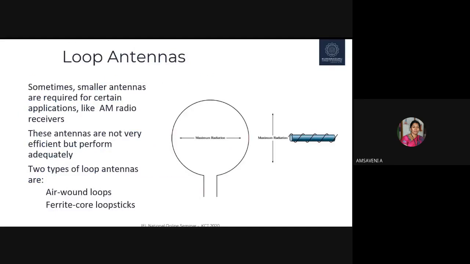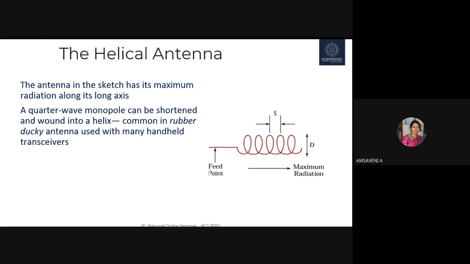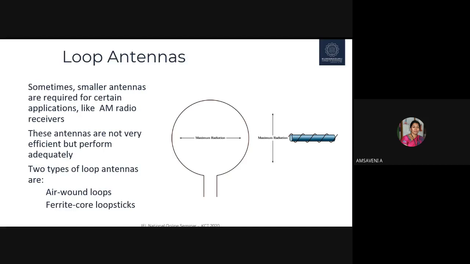Then we have a loop antenna. This is widely used in direction finding applications. We have just a conducting coil. A conducting wire will be wound in the shape of a circle or in the shape of a rectangle or triangle. We have two types of loop antennas. Air wound loops, the first one. Next one is ferrite core loop sticks. But the transmission efficiency of loop antennas is very low. So that's why these antennas are used as receiving antennas, not for transmission purposes.